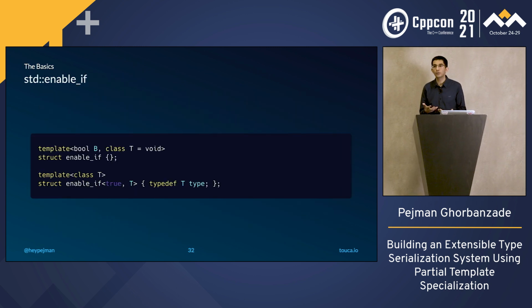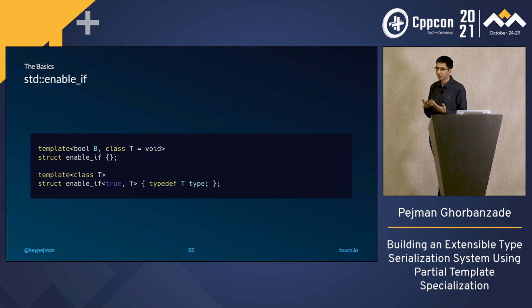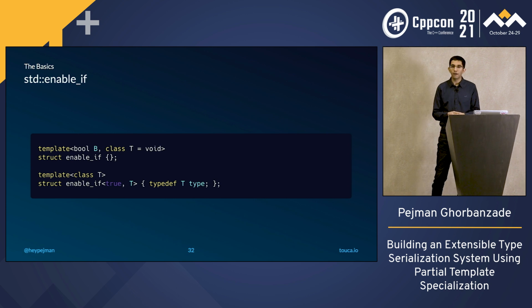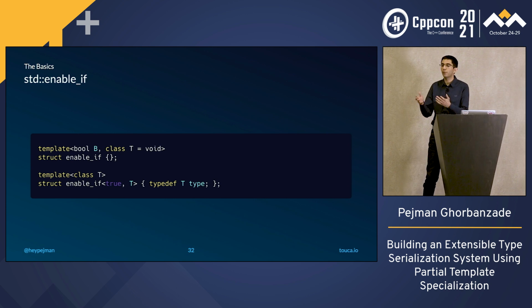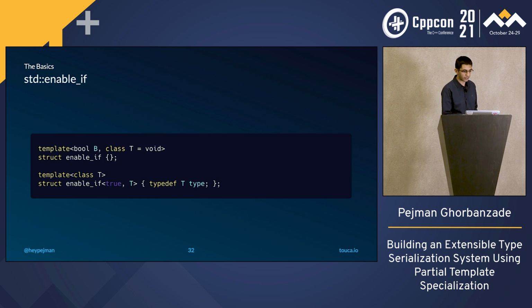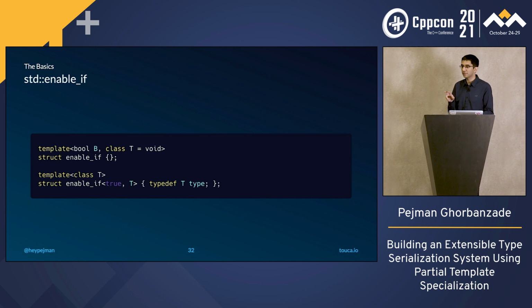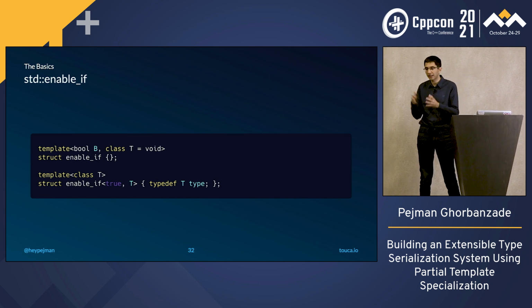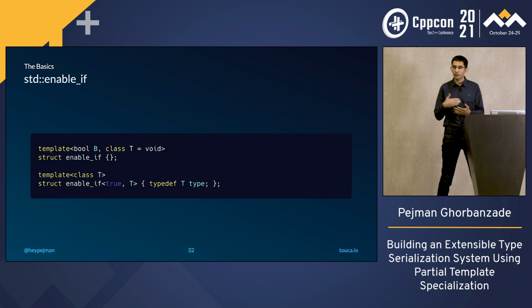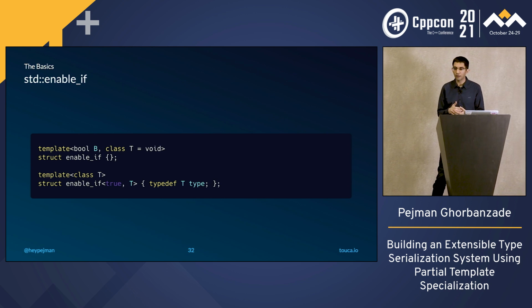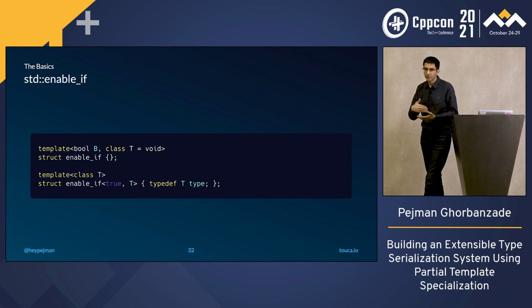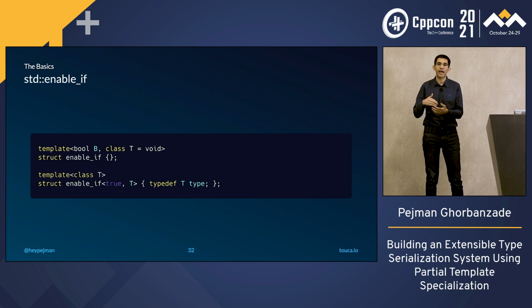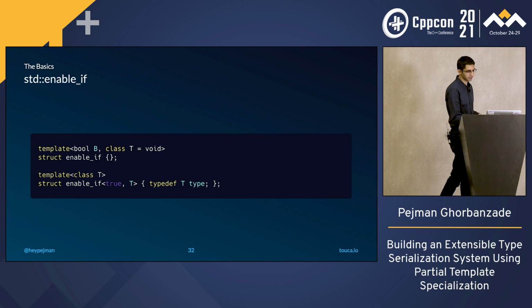Now, we use partial template specialization already when we use enable_if and SFINAE. Like in this case, here is one possible implementation of enable_if that specializes the first template parameter, so that every time it's true, then our specialization gets called. Now, because this specialization has a type, we can access this type in our specialization.